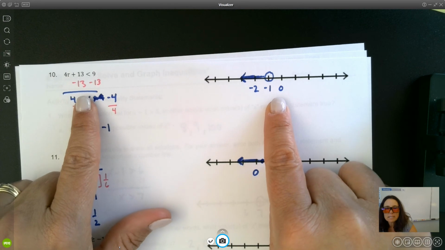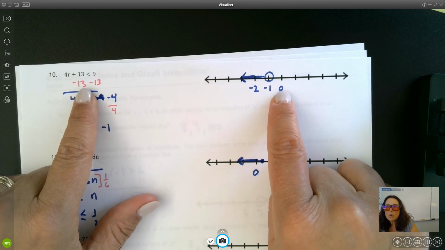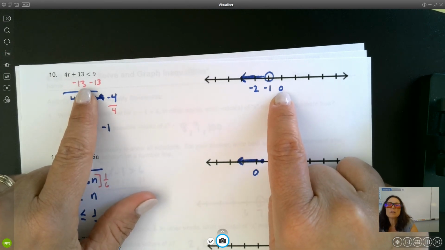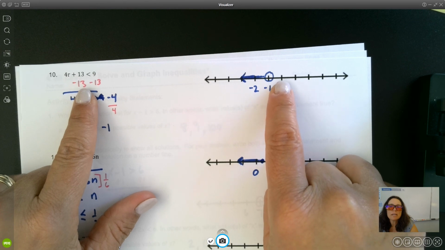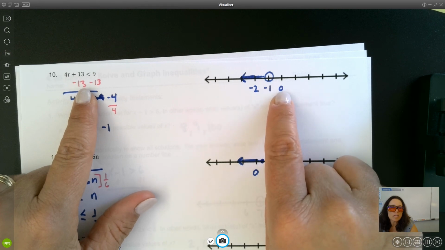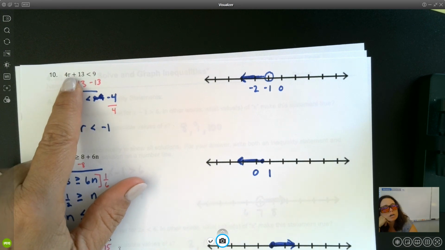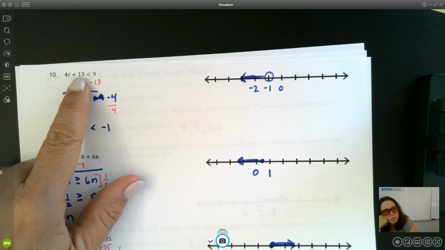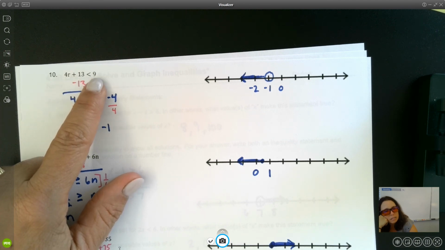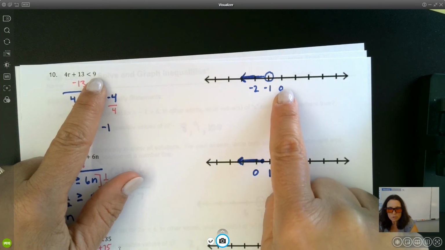Okay, let's go to one of the tougher ones. Let's go to this one. Should 0 work or not? 0 should not work because it's not shaded. Let's make sure that that's the case. If I throw a 0 in for r, 4 times 0 is 0 plus 13. Is 13 smaller than 9? No. Remember we said 0 shouldn't work.